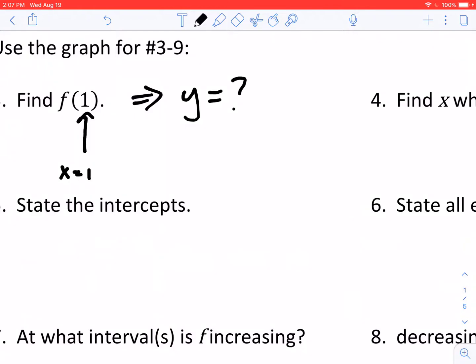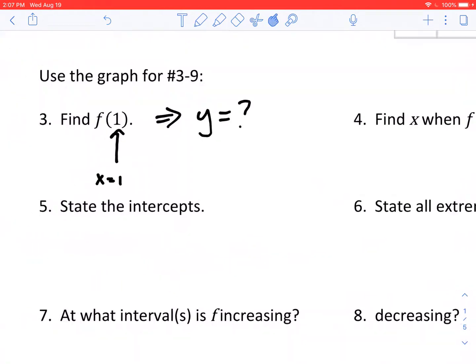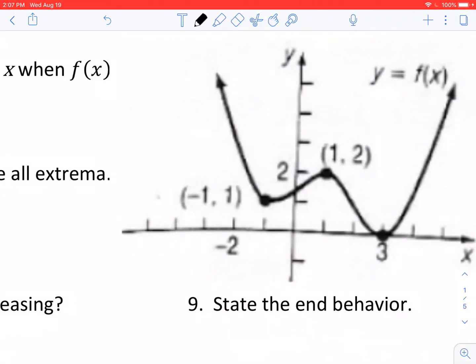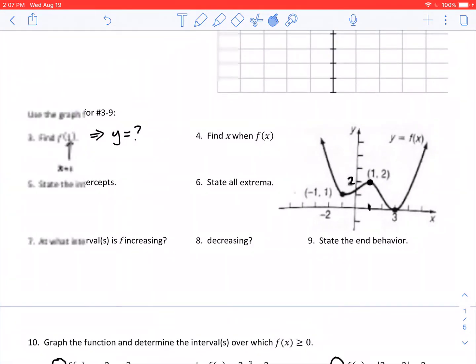On the graph, when x is 1, what is y? Let's find out. So if we come over here, it's not very difficult to see that when x is 1, y is 2. When x is 1, y is 2. So f of 1 is 2. F of 1 is 2. Cool.